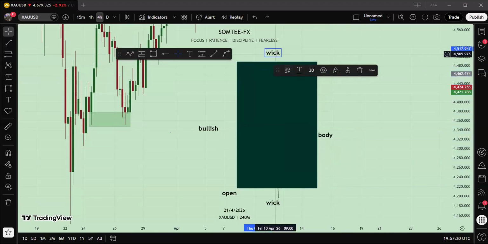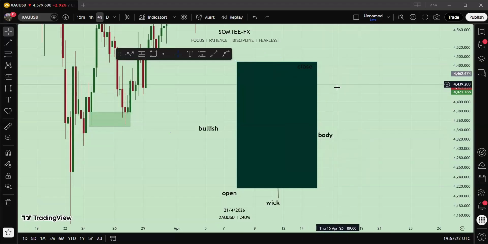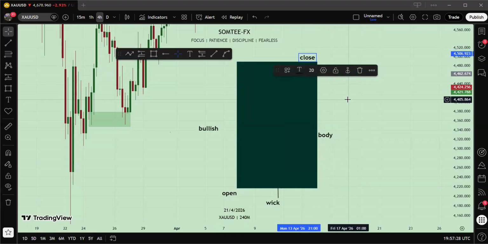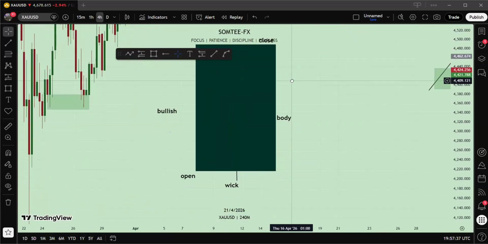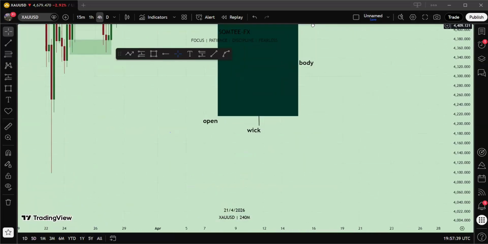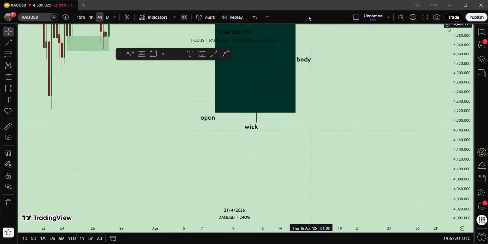Then it will not have any wick. Are you seeing it now? It will not have any wick. It just closed here. And it also indicates something when you are doing your analysis. You are looking for things to use and justify whether the market is going to be going up or not. So that is just it. That is just a very, very simple thing.